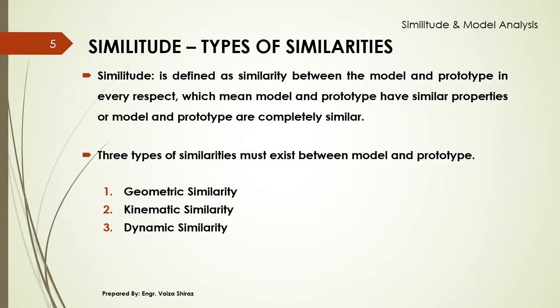Now we will start the discussion on similitude, which will also include the discussion on the types of similarities. Defining similitude, it is the similarity between the model and the prototype in every respect, which means that model and prototype have similar properties or both of these are completely similar. Three types of similarities must exist between the model and prototype, and those are geometric similarity, kinematic similarity and dynamic similarity. Now we will discuss these three one by one.